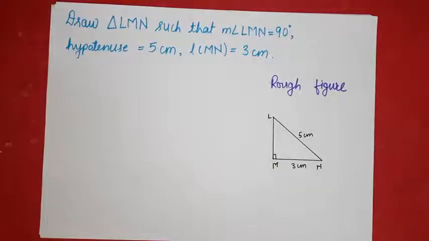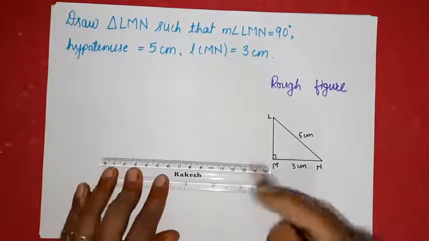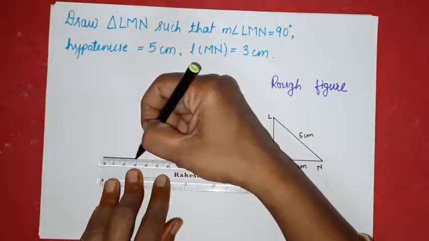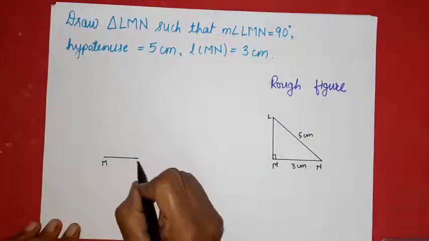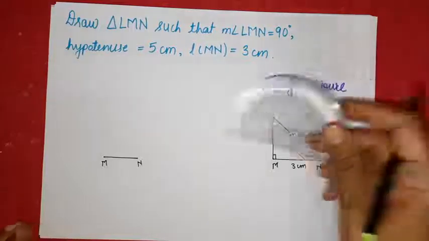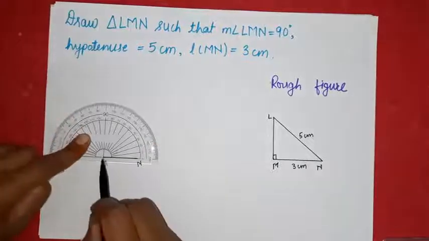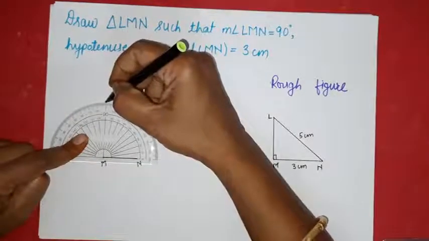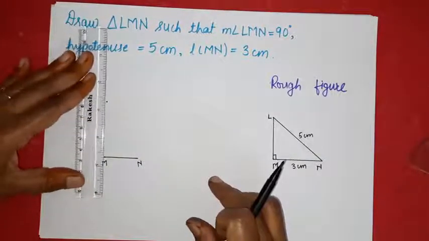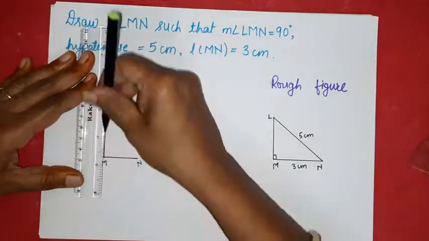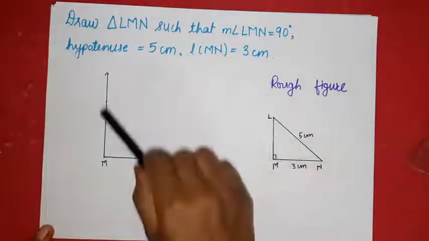Now let us go with the exact measurement. Take the ruler, draw segment MN of 3 centimeter. Start from 0, draw it up to 3. Now give the name to this segment MN. Now take a protractor to show the right angle. Now put the origin on the vertex M, mark 90 degrees using a dot. Now draw the ray with origin M. Give the arrow. Now here the vertex L will be somewhere on this ray.